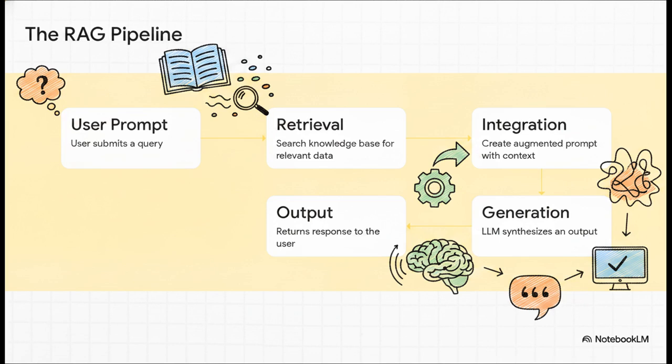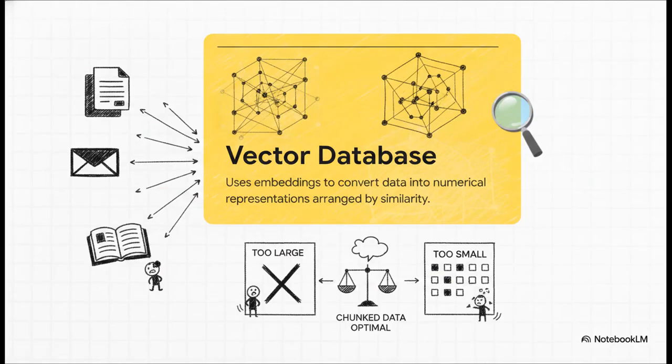You get a highly accurate answer complete with those verifiable citations. But to make that retrieval step actually work, RAG relies heavily on something called a vector database. As IBM explains it, a vector database takes all your unstructured data, your PDFs, your emails, your policy manuals, and uses a process called embeddings to transform them into mathematical, numerical representations. It maps them in a multidimensional space based on semantic similarity. So when you ask a question, the system is literally using math to instantly find the most contextually similar information.